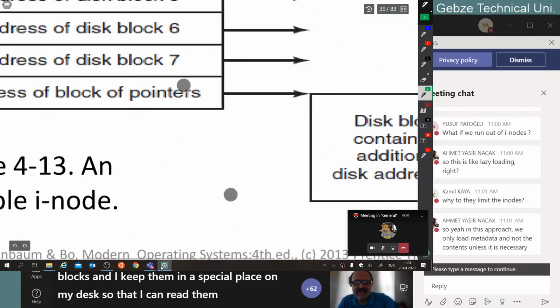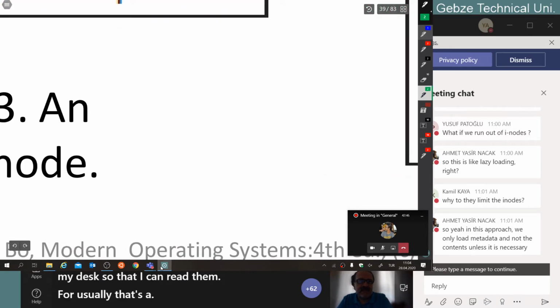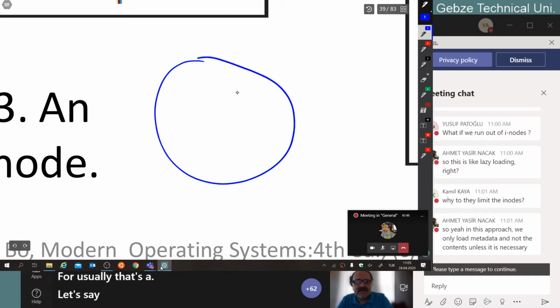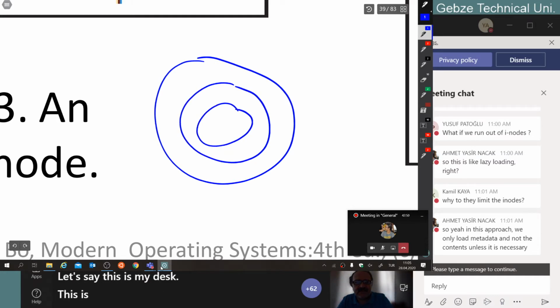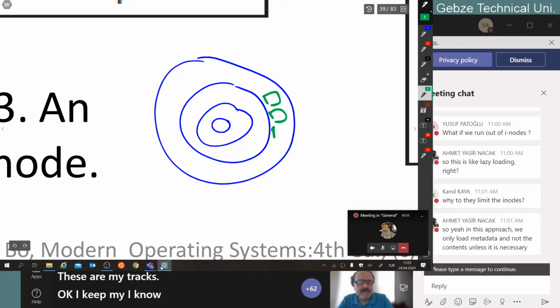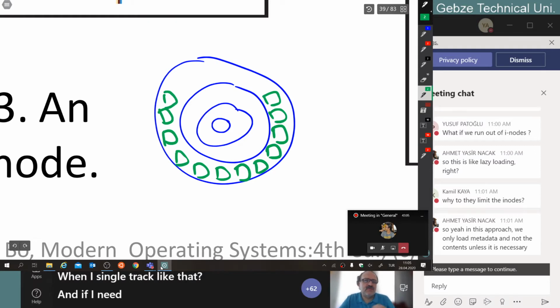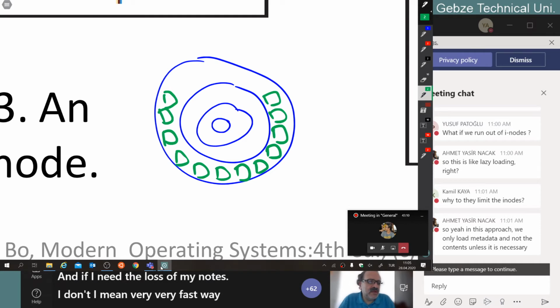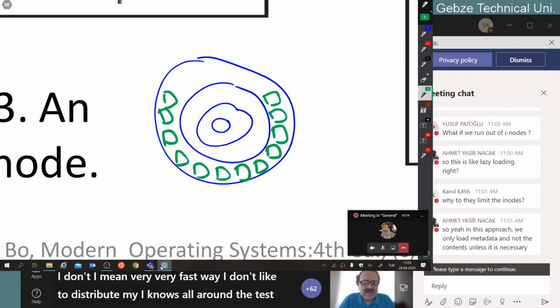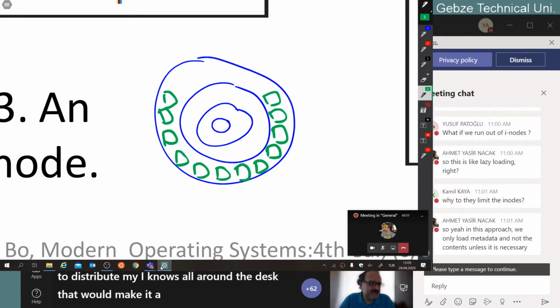So usually, let's say this is my disk. These are my tracks. I keep my inodes on a single track like that. And if I need to load some inodes, I load them in a very fast way. I don't like to distribute my inodes all around the disk. That would make it slow to read them.